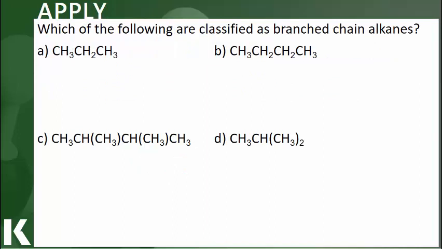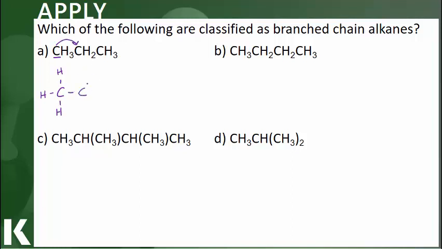Now, there are 2 different ways that we could go about identifying these branched chain alkanes. And the first way is to just draw out a Lewis structure of the molecule. So let's do that for example A. So we'll start with our first carbon on the left. Notice that this carbon is attached to 3 hydrogens, and it's also attached to 1 carbon.